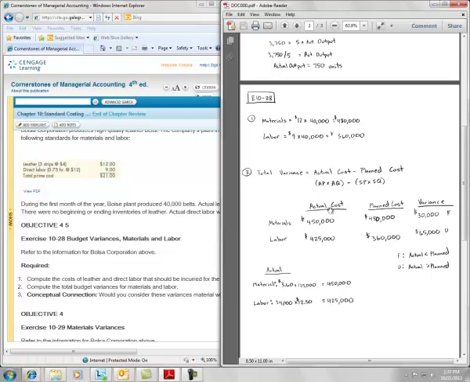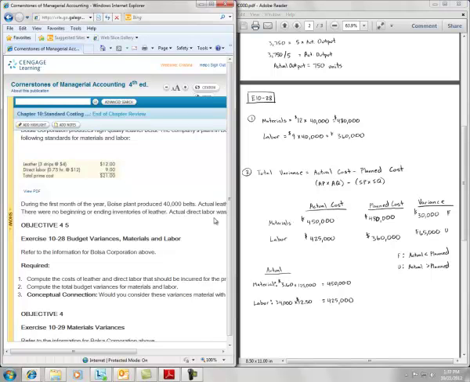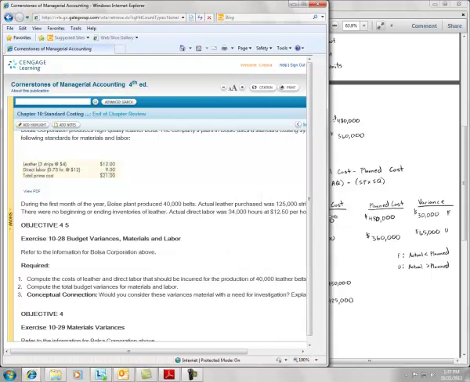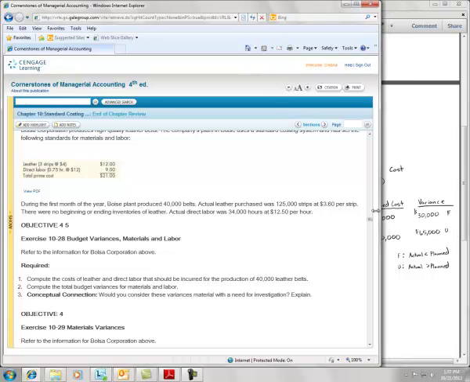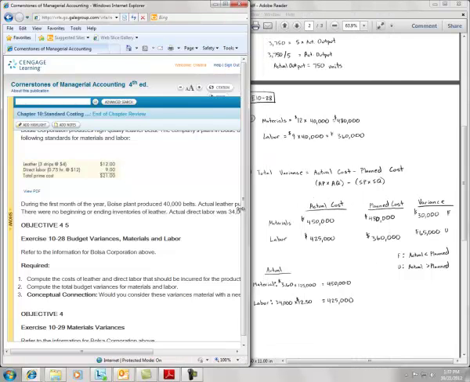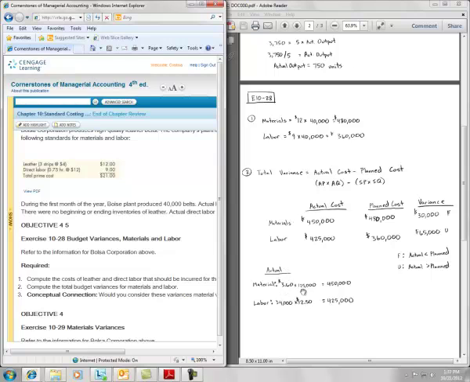For the actual cost, if we're thinking back to the problem here, this is where the actual costs that were highlighted earlier will come into play. So the actual leather purchased, 125,000 strips at $360 per strip. You can see down here for material, just multiplied that out. We see that it's 450,000.